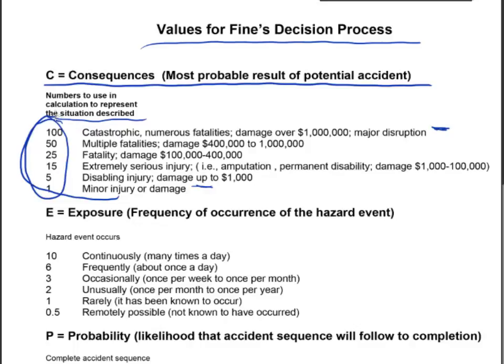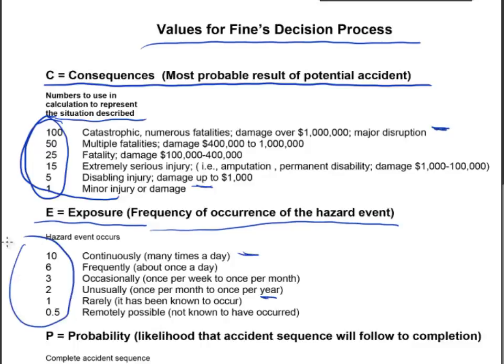So the next factor is exposure. That's the E in our calculation over here. E is the frequency of occurrence of the hazard event. So does this hazard happen many times a day? Is it rare? Whatever. And again, these are the numbers that we're going to use in our calculations.